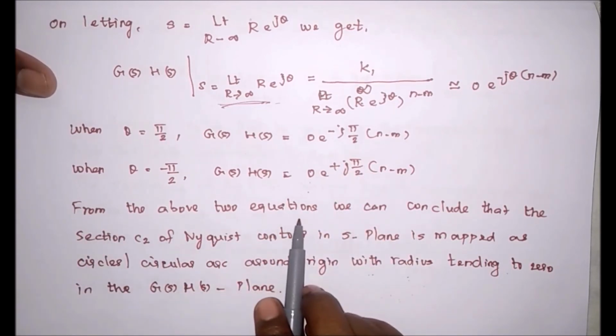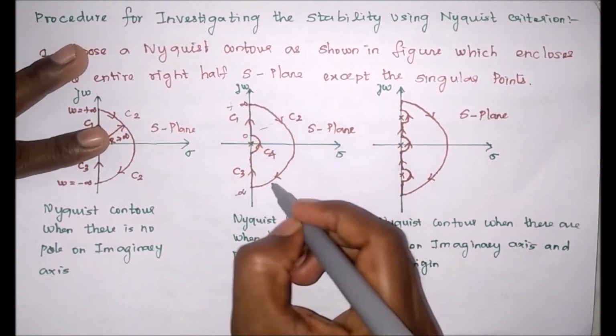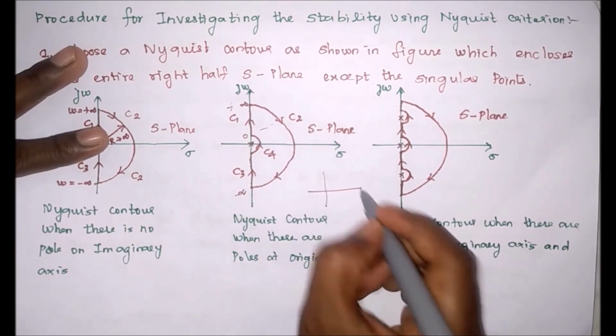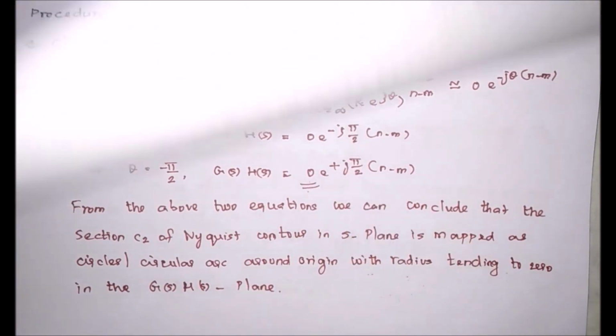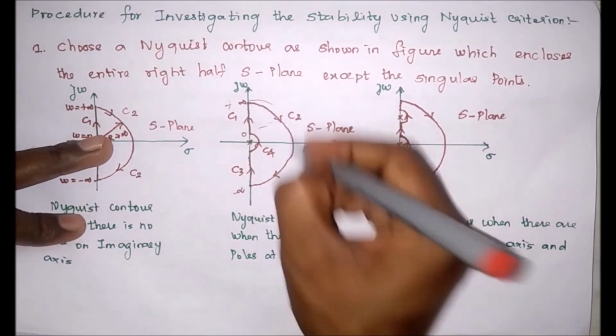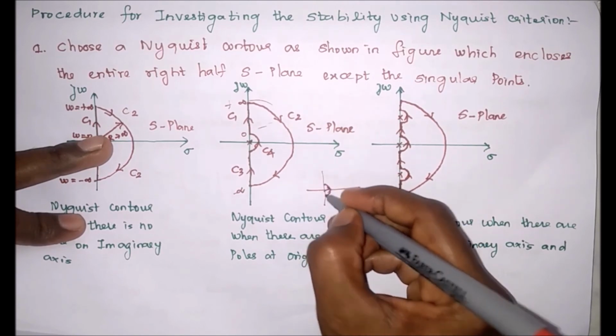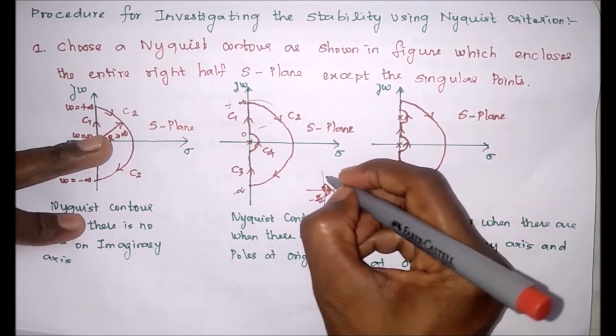Therefore, from the above two equations, we can conclude that the section C2 of the Nyquist contour in the s plane is mapped as a circle or circular arc around the origin with radius tending to 0 in the g of s into h of s plane. The radius is infinity for the s plane, but according to this concept the radius equals 0. Starting is minus pi by 2, ending is plus pi by 2. Therefore, the equivalent is like this. It means radius equal to 0.